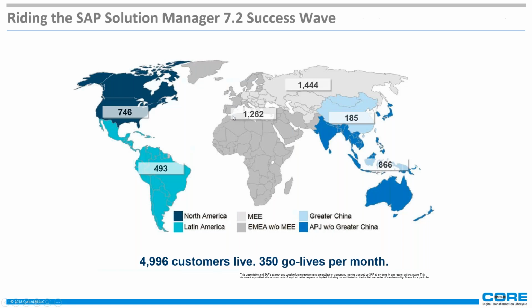So Solution Manager 7.2, the ramp up started back in 2016 and it's been generally available toward the end of 2016. And as of December of 2017, these are the numbers from SAP as far as how many customers have already upgraded. This is not necessarily the number of instances, but the number of customers. And about 350 customers have been upgrading per month.